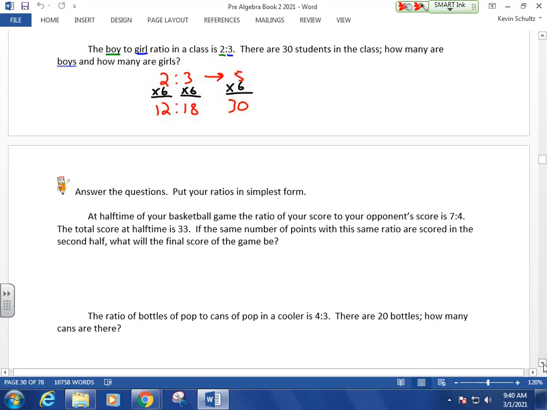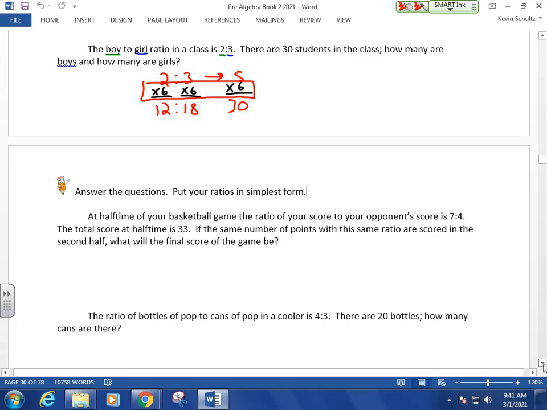12 boys, 18 girls. We can easily check this. Does 12 plus 18 equal 30? Yes, it does. If we put 12 to 18 in simplest form, do we get 2 to 3? Yes, we do. Okay? But it's finding this scale factor here that was the key.